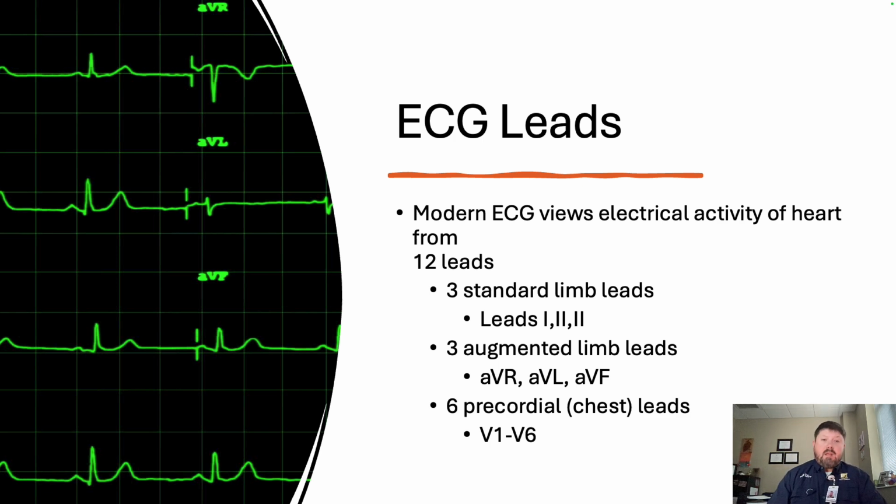Your augmented limb leads are going to be what's called unipolar leads. Unipolar leads will take one of these leads and make it a positive, and then the monitor itself will take the difference between the other 2 leads and make it a negative. And then your precordial leads, you'll have to use your other 6 leads for your 12 lead, and those are also unipolar leads.